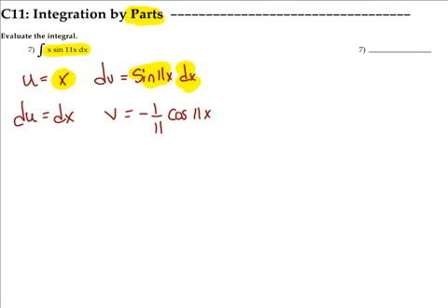I'm going to pause here real quick and see if there's any questions. Now we'll just go ahead and plug this into the formula. Recall the formula is uv minus the integral of v du. That's what we're plugging into using these values that we have. I've got a u, a v, and a du value now to plug in.